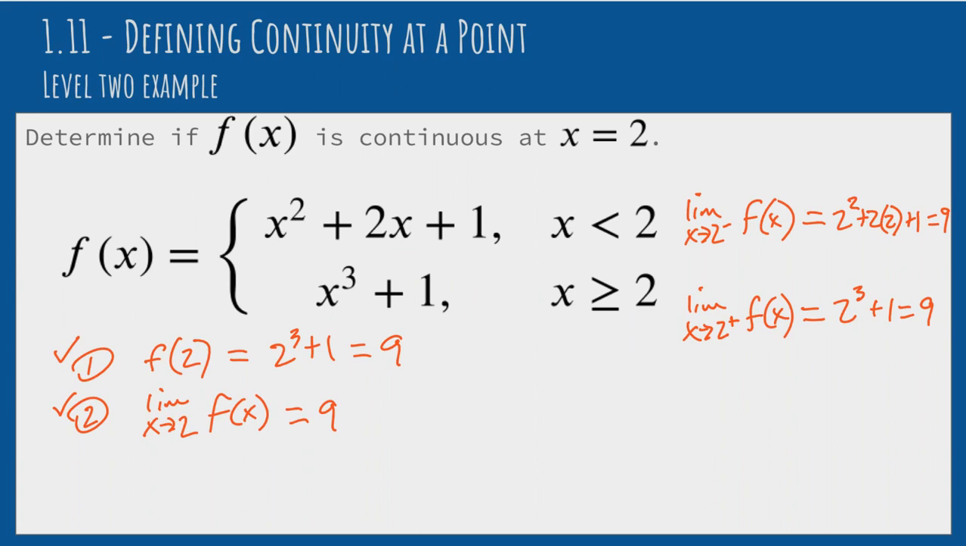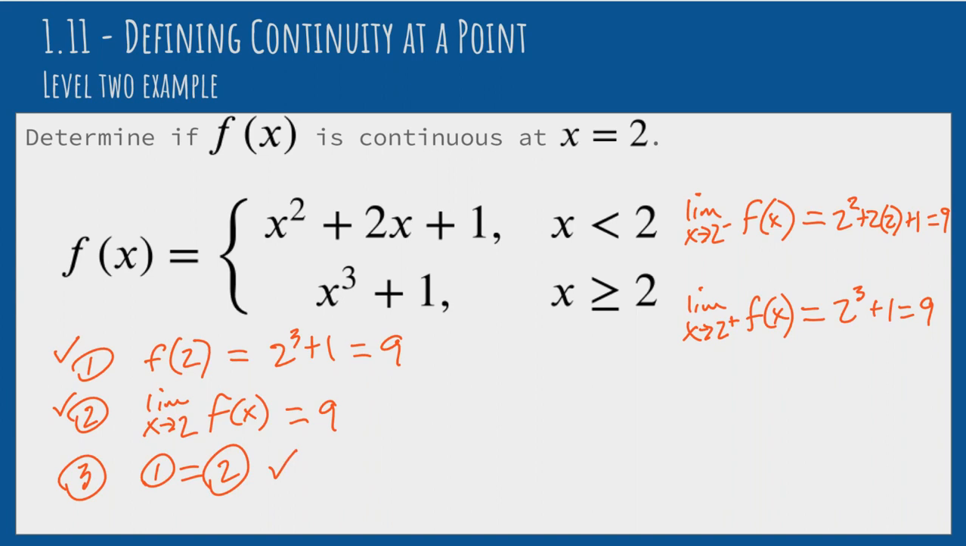Now, our third condition I actually checked by finding the values of the function and the limit. So the third condition is that what we got in step 1 is equal to what we got in step 2. So the value of the function is equal to the value of the limit, and that is true, which means that this function is continuous at x equals 2.